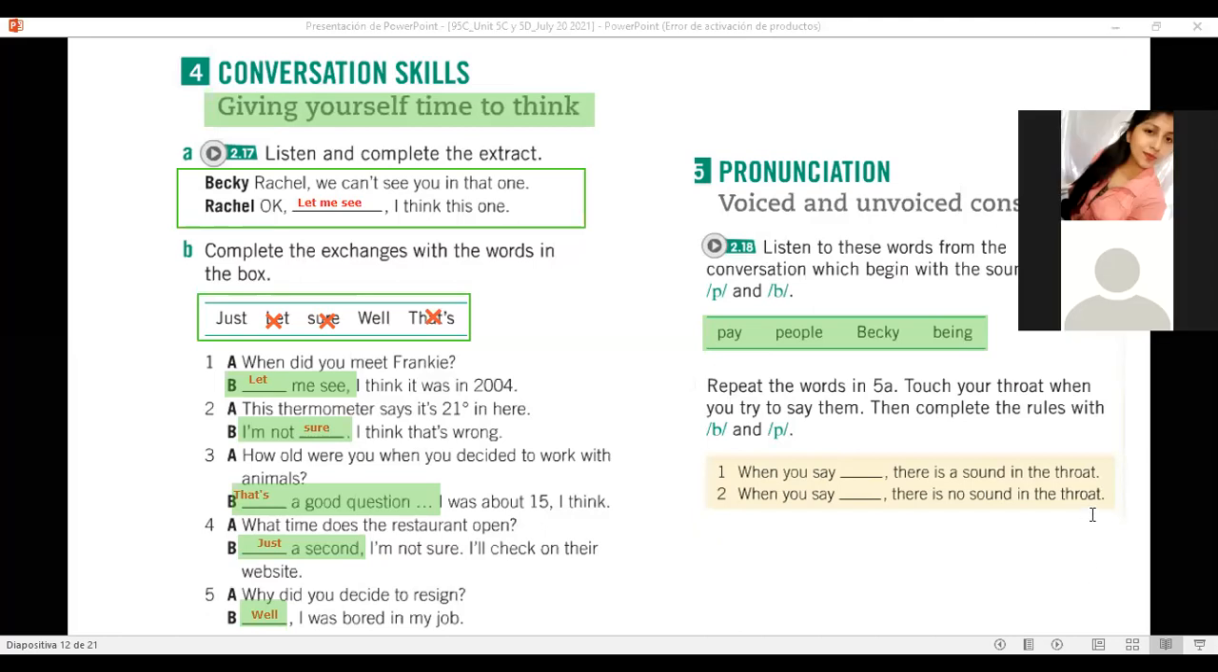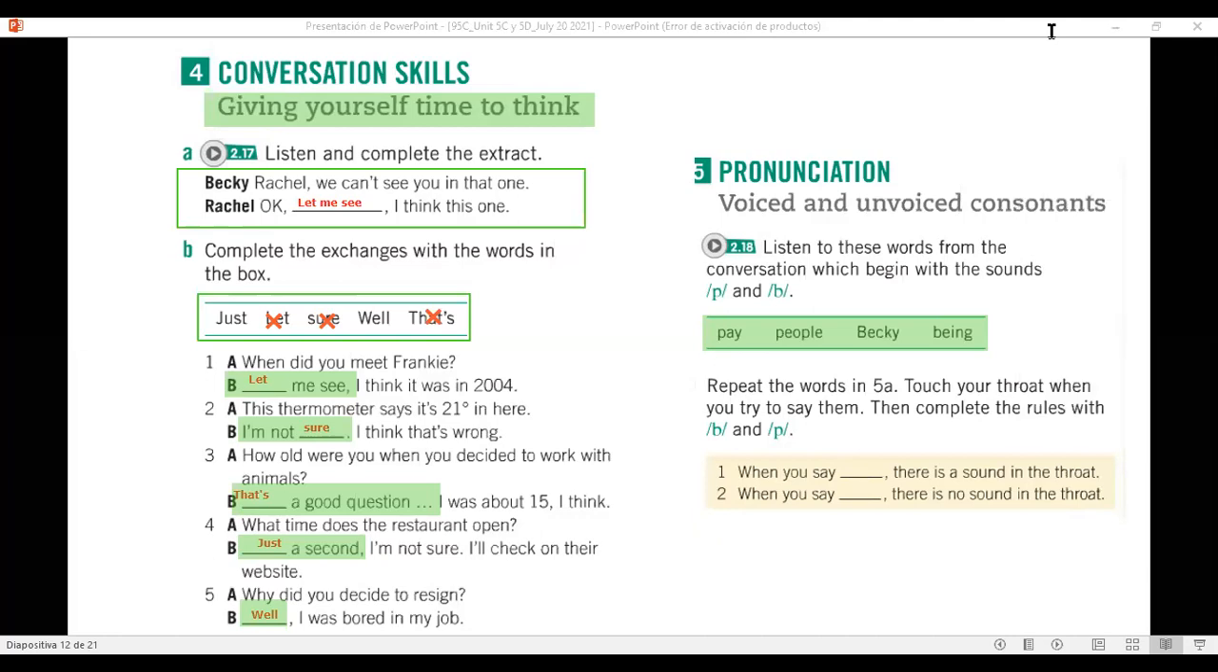Let me ask. Angie. Letter B. Letter B. Exactly. With letter B, we have this kind of vibration, right? Or sound in our throat. So when we pronounce or when we use letter B, we're going to have a sound in our throat.